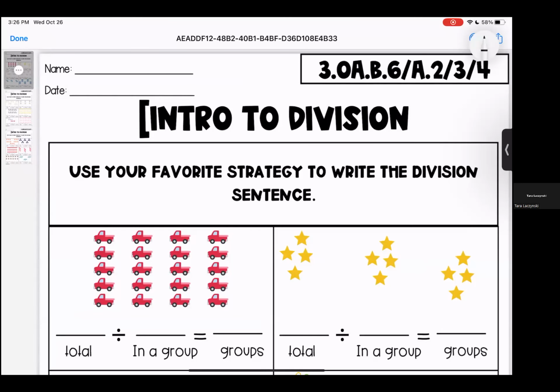Hey, sweet faces. We are starting to talk about division this week, and we are looking at how our pictures and our division sentences connect.